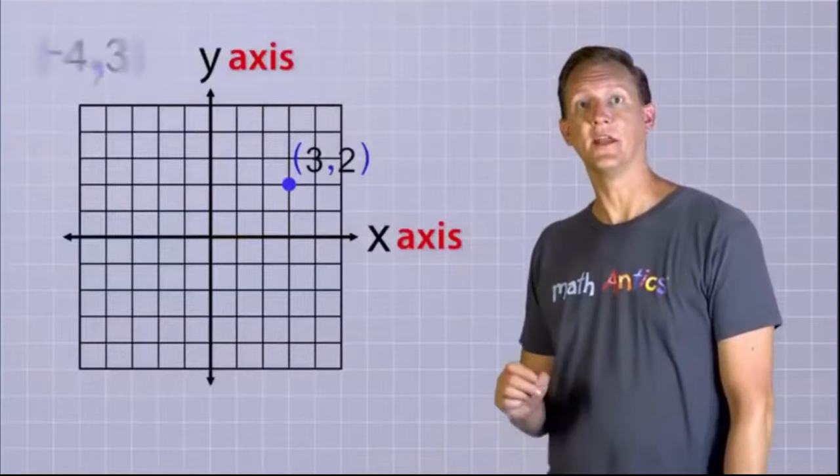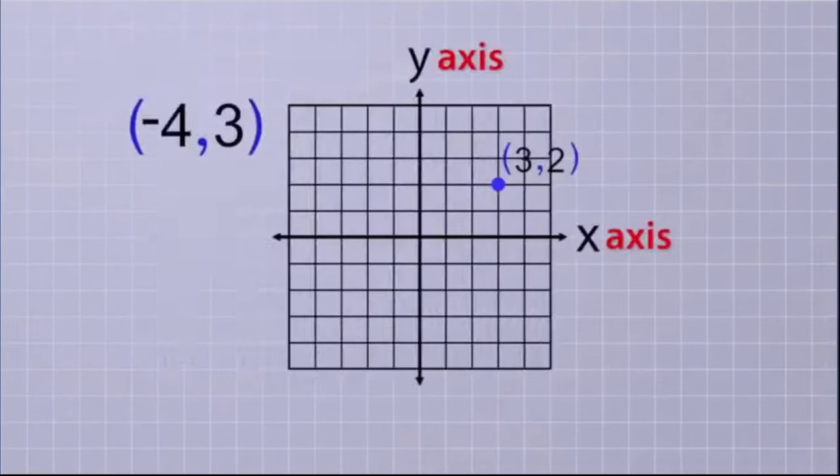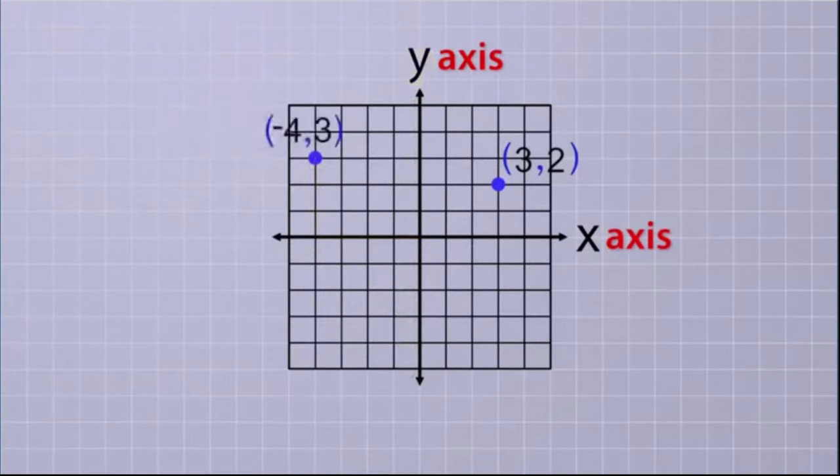Let's plot the coordinates -4, 3. Again, we start by imagining a point at the origin and then let the coordinates tell us how far to move it along the x and y axes. Since x is -4, we move the point a distance of 4 units, but this time in the negative x direction, which is to the left. And then, since y is positive 3, we move the point a distance of 3 units in the positive y direction.